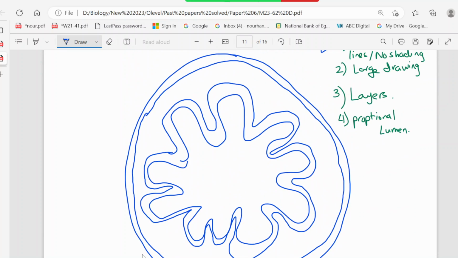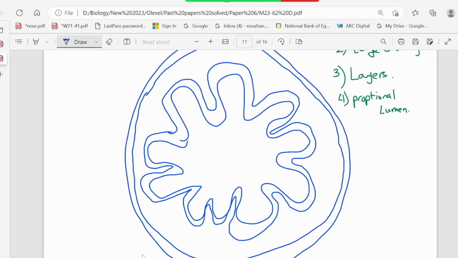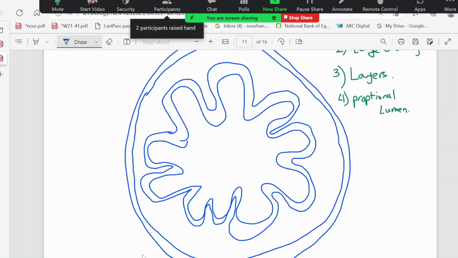In the marking scheme there was a range too. I told you that when there are many, the range was from 10 to 12. The range of projections was from 10 to 12. 1 mark for the large drawing, no shading. 1 mark for the appropriate layers, appropriate layers with number of projections.